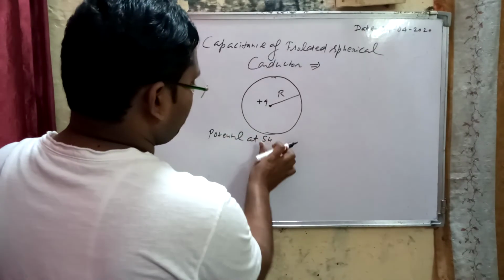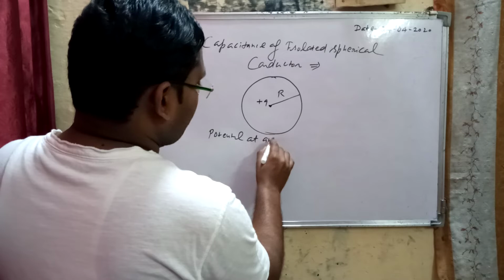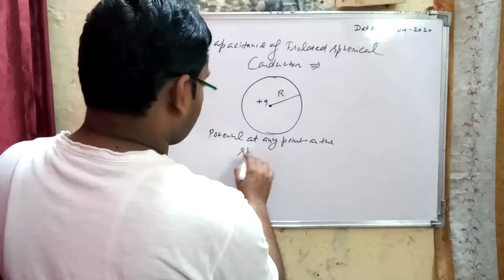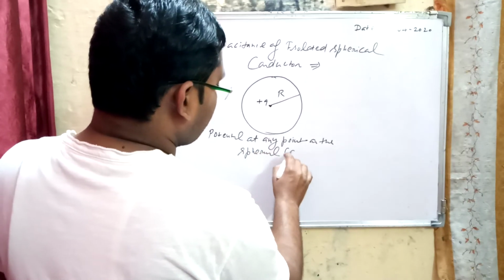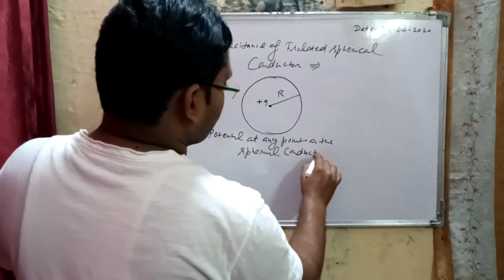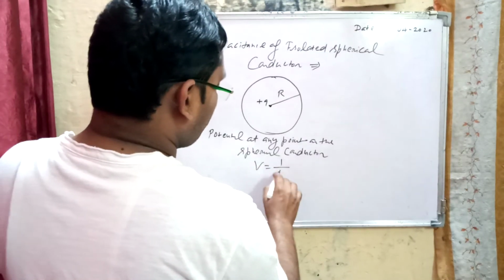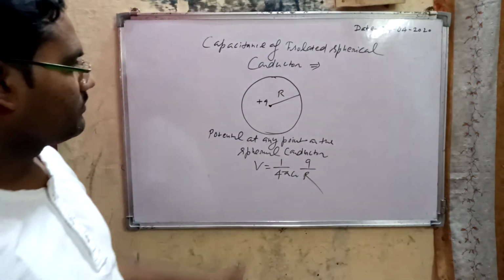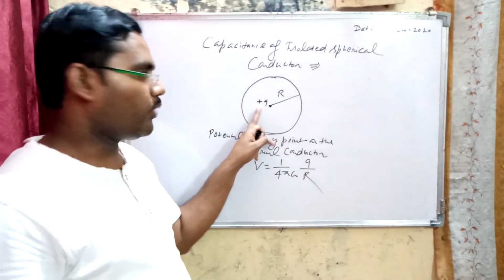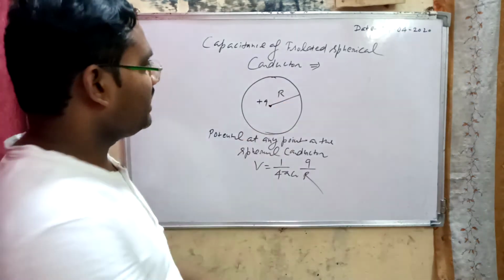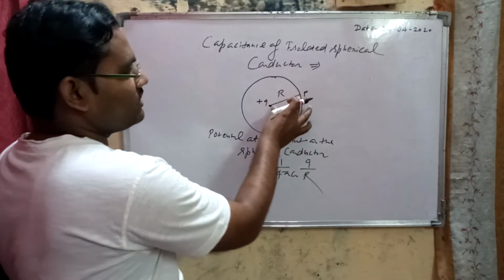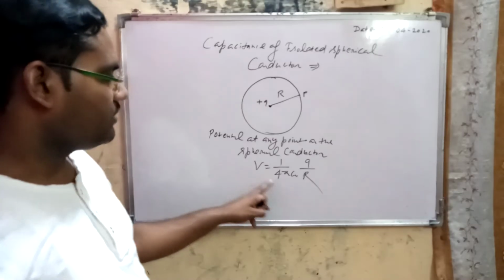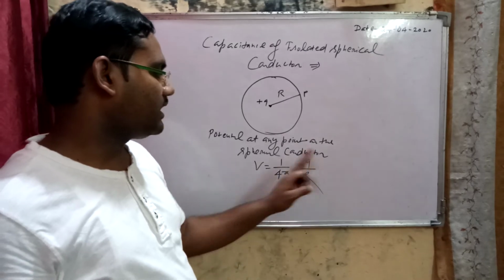Potential at any point on the spherical conductor, V is equal to 1 divided by 4 pi epsilon naught Q by R. Because this plus Q is treated as a point charge, and here a point P on its surface is at a distance capital R. This one is the expression of potential due to a point charge, V is equal to 1 divided by 4 pi epsilon naught Q by R.